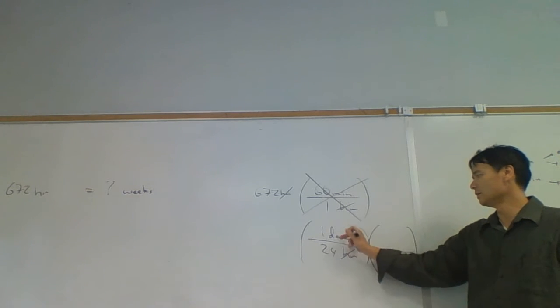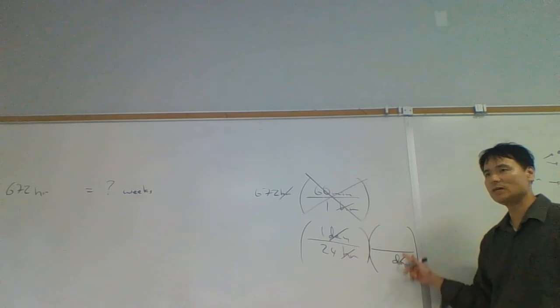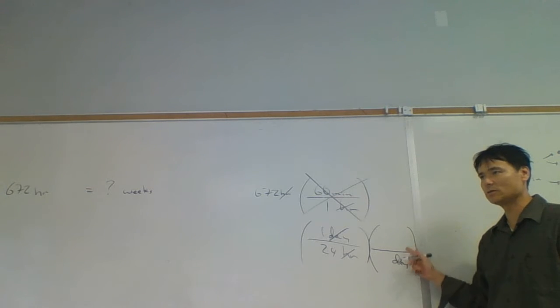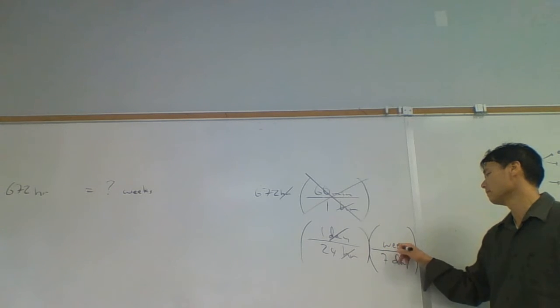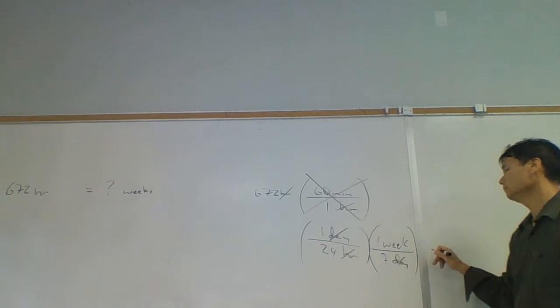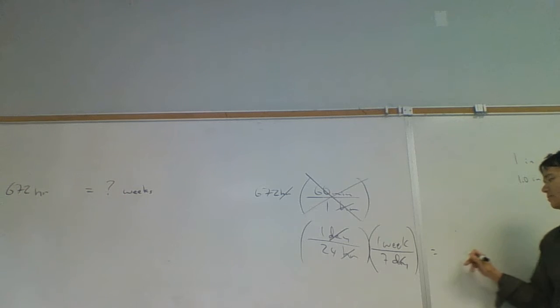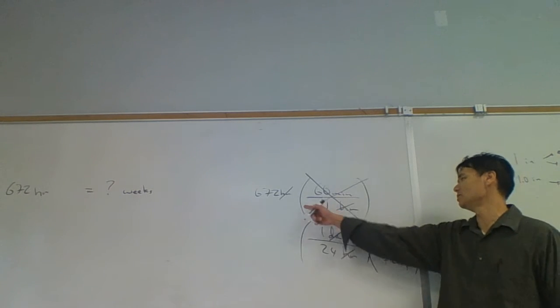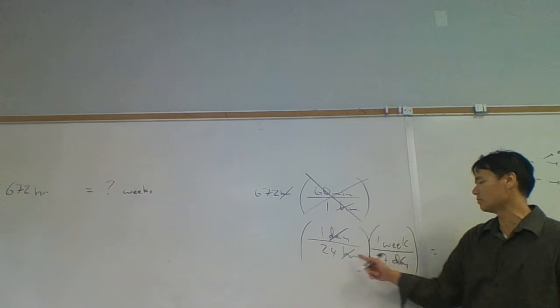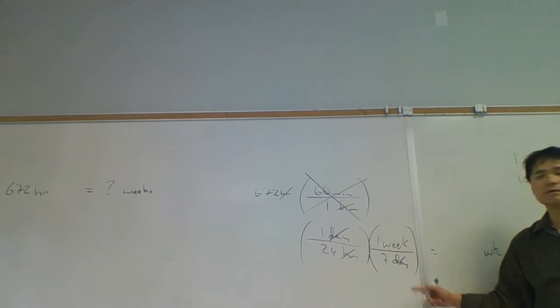I screwed up here, but in this case, days. I need to get rid of days, so what can I relate days to? Weeks. So I can say 7 days in 1 week. All right, so the days cancel, and that gives me weeks. Well, that's what I want. I want weeks here. And so the dimensions have worked out. Now I just got to work out the numbers. So it's going to be 672 divided by 24 divided by 7.